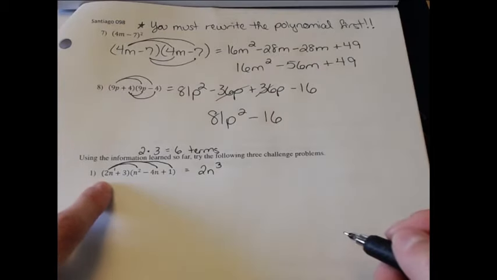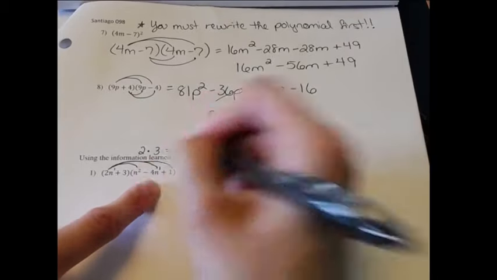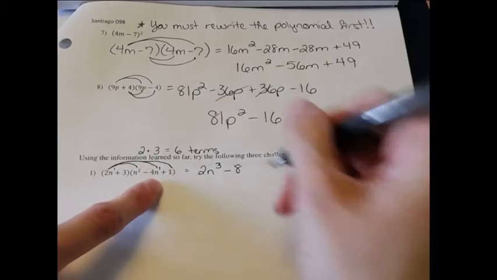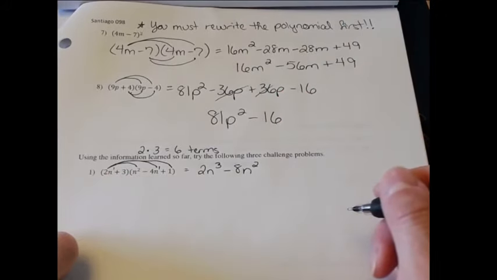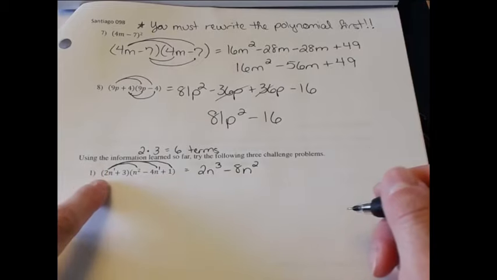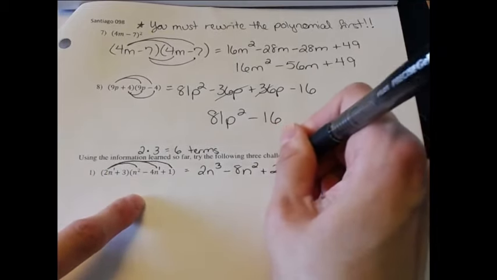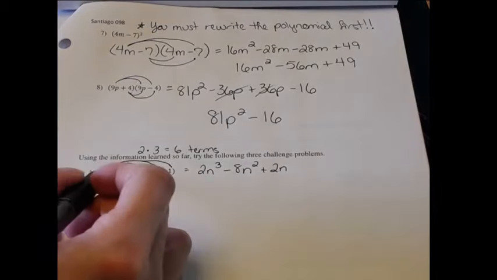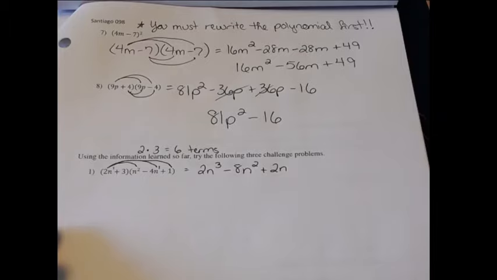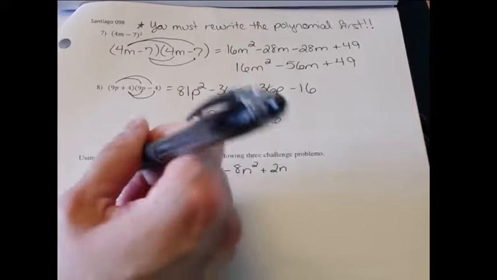Next, we have 2n times negative 4n. So 2 times negative 4 is a negative 8, but n times n, remember, n times n, you hear that there are 2 of them. So this is n squared. And last, for this term, we have 2n times a positive 1, and that's simply a positive 2n. So far, so good. Now that we have distributed the 2n to everything in the second set of parentheses, now let's distribute the 3.